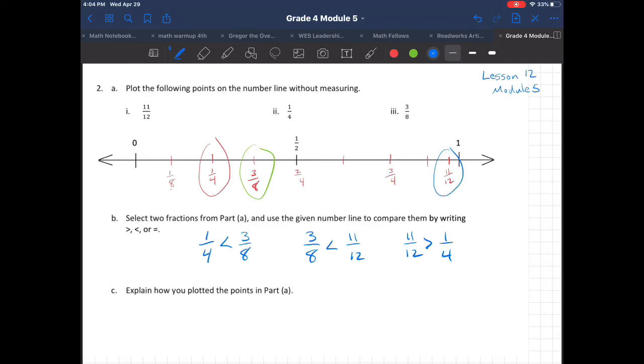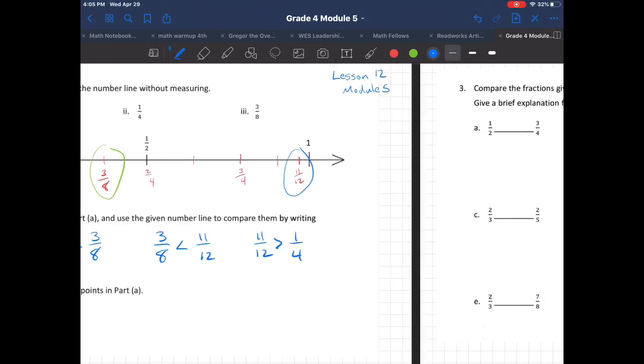Explain how you plotted the points in part A. I kind of explained that. I found halfway between a half and 0 to get the fourth, and then I found the eighths. Just write down something in there that makes sense about how you knew where those fractions went.